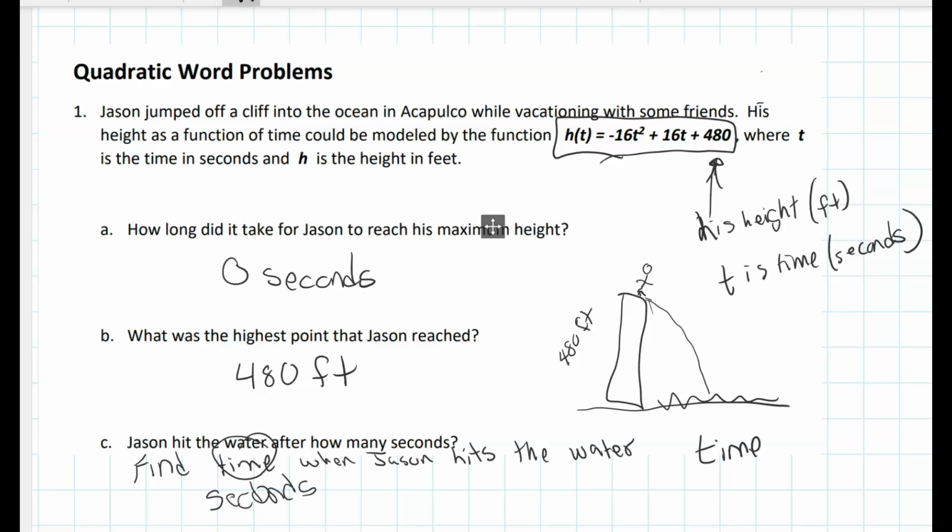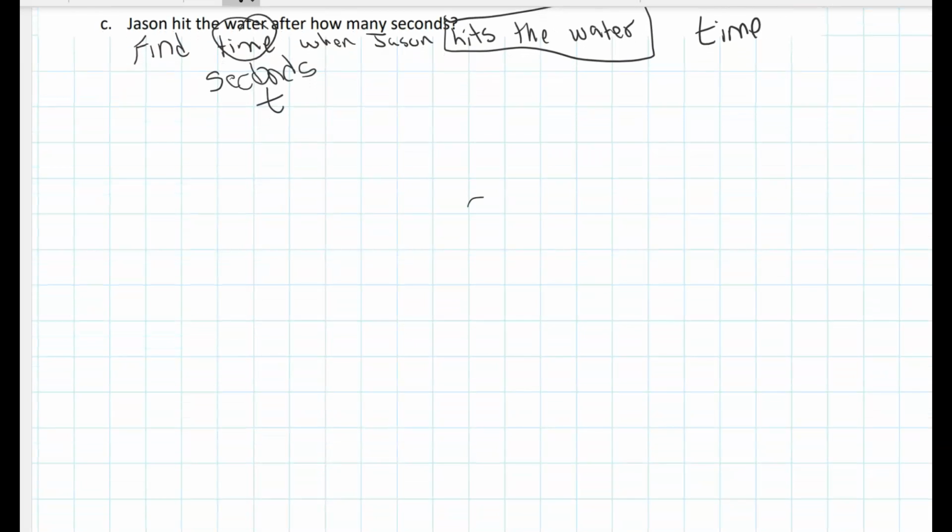Also, you know what? Time is t. We already know that. All right, so that's the good part. So we need to change "hits the water" into math words. Hits the water. Well, water. What else do we know? Well, think of it, you know what? Let's get rid of the water. We have this.